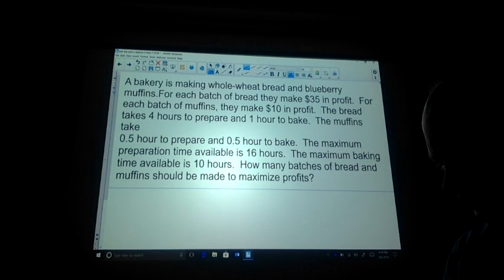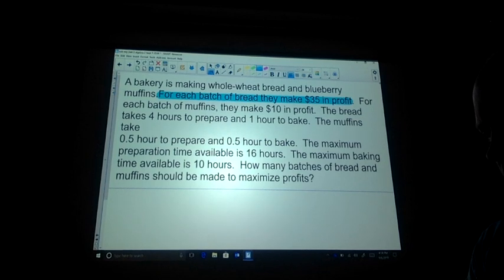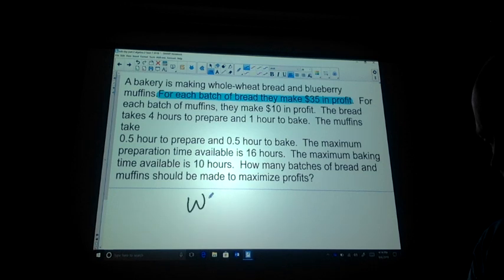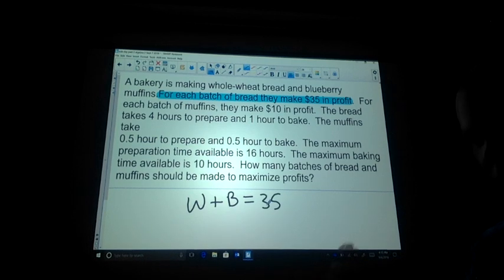All right, so now we need to start making our information. So I'm going to highlight a few things. We're making whole wheat bread and blueberry muffins. That's not really an equation. For each batch of bread, they make $35 profit. So this is a profit equation. If you wanted to write your equation out, the whole wheat bread we'll use W, and then the blueberry muffins we'll use B. Between what we make between those is 35 bucks for profit.